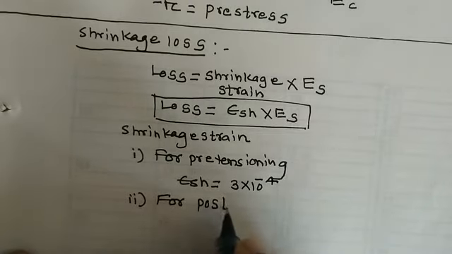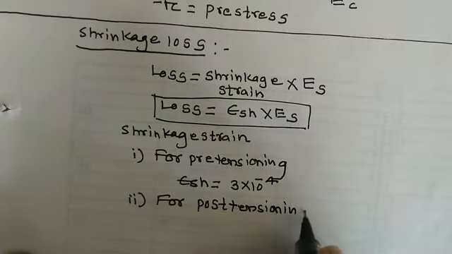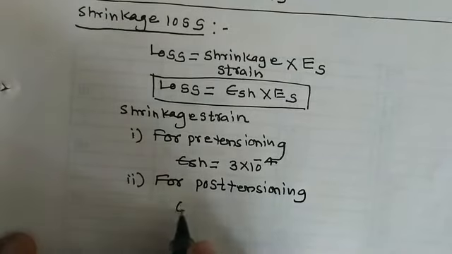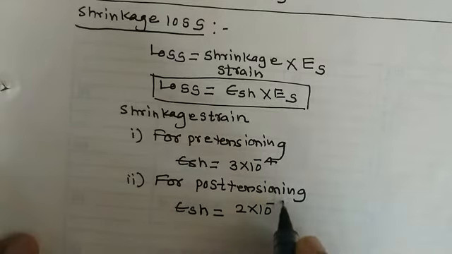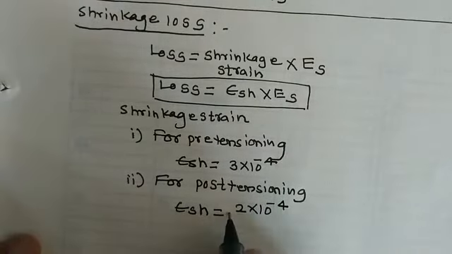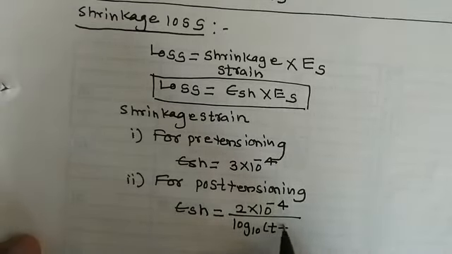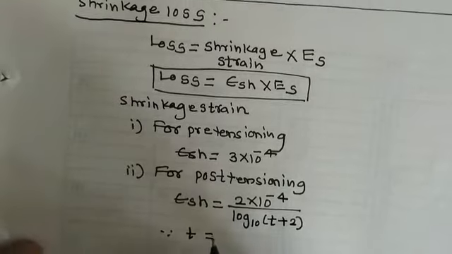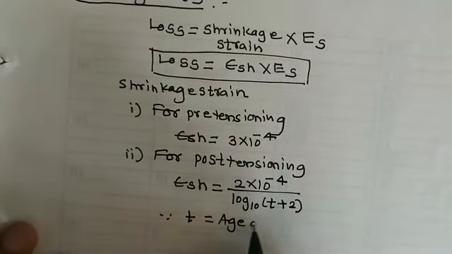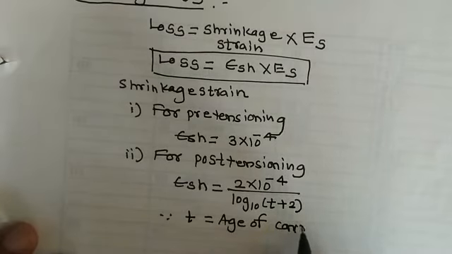for post-tensioning, epsilon sh you have to calculate using this formula: 2 into 10 raised to minus 4 divided by log of base 10 into t plus 2, where t is equal to age of concrete in days.